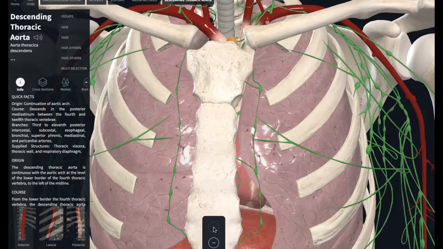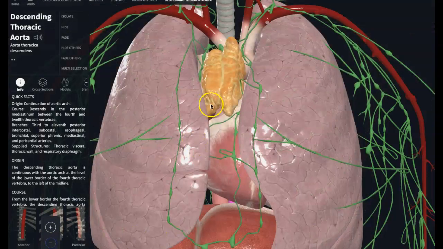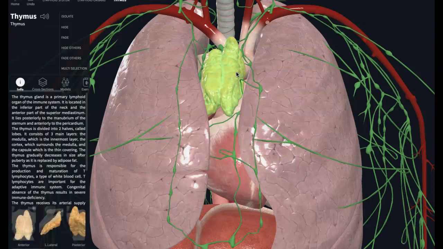Immediately posterior to the manubrium and the sternal body is the thymus gland. That's lymphatic tissue, part of the lymphatic system. The thymus gland is anterior to all of the structures that we were just looking at. It goes from the superior border of the manubrium to the level of the fourth costal cartilage.